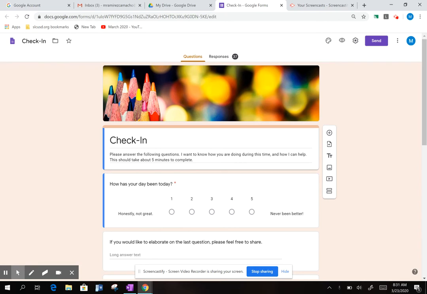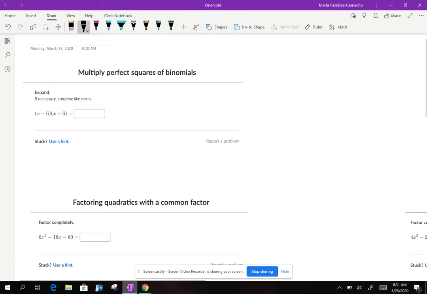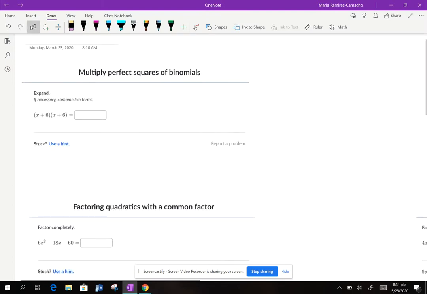I did get a lot of responses saying that the video explaining the Khan Academy concept was helpful, so I'm making another one for today's assignments. So here we go. The first Khan Academy assignment that you have for today is called Multiply Perfect Squares of Binomials. This is similar to the other assignment that you did on Friday where you just multiply the two binomials.